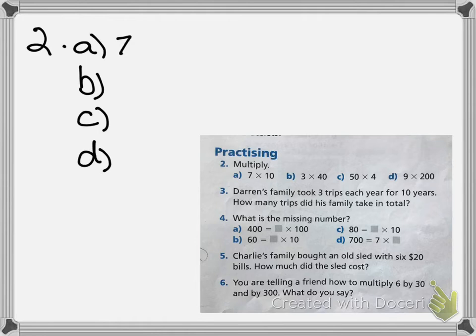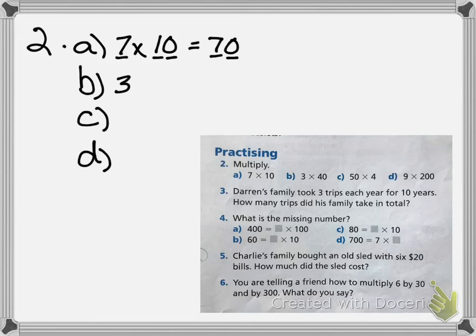So 7 times 10. Now we already have worked on our 10 times tables a little bit in class. Or you could count by 10, 10, 20, 30, 40, 50, 60, 70. But think to yourself, 7 times 1 is 7, and there is 1 0.